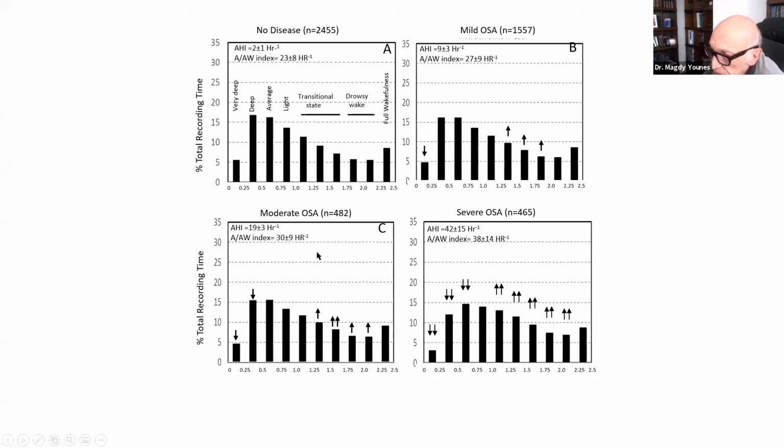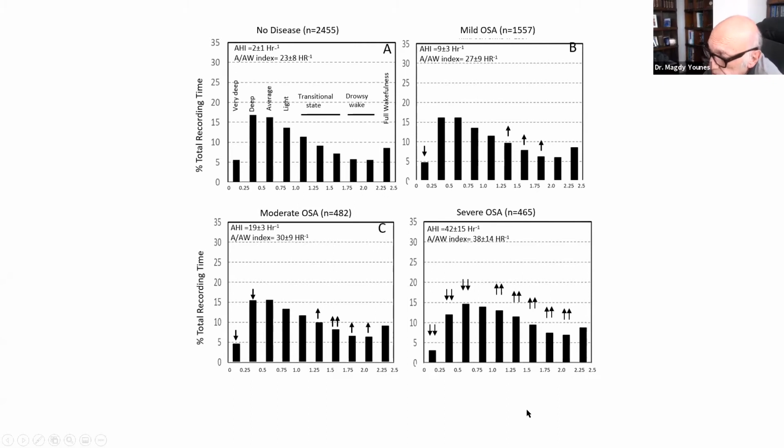Then we go to moderate OSA, AHI 19, arousal awakening index 30. And again, we have more significant differences now. These four went up significantly, these two went down significantly. But again, the basic pattern is very similar to normal, which told me that really we are over-exaggerating the effect of OSA. Most of these people with moderate OSA would be treated with CPAP, but their sleep is okay. And then we get into the severe OSA with an AHI of 42 and an arousal index of 38.